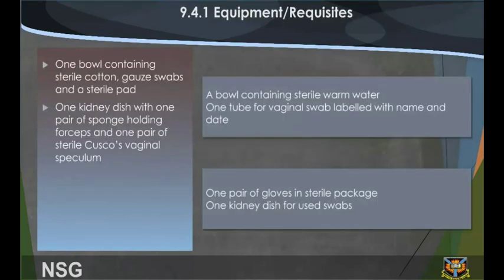Equipment and requisites: one bowl containing sterile cotton, gauze swabs and a sterile pad, one kidney dish with one pair of sponge holding forceps and one pair of sterile Cusco's vaginal speculum, a bowl containing sterile warm water, one tube for vaginal swab labeled with name and date, one pair of gloves in sterile package, one kidney dish for used swabs.